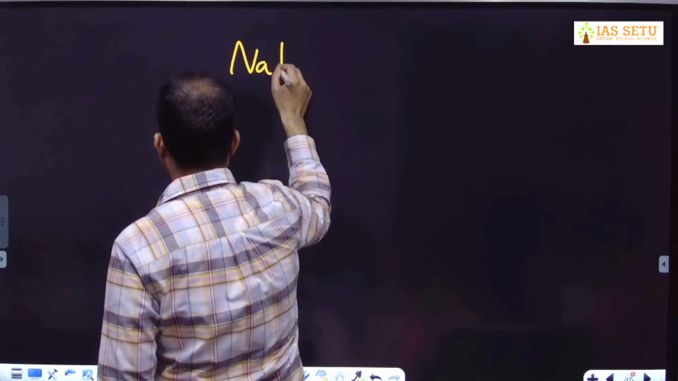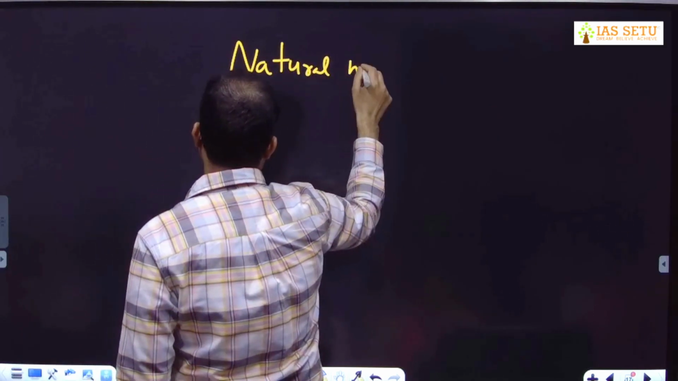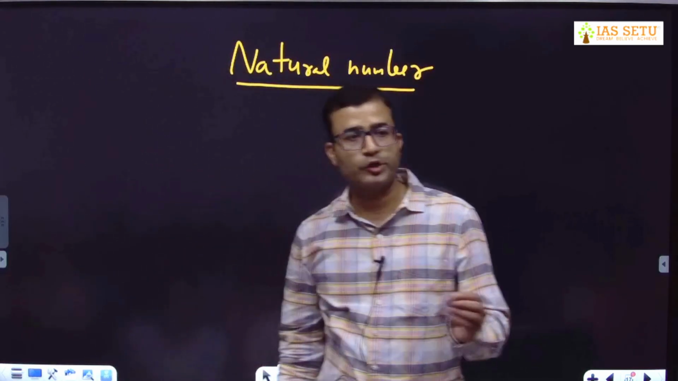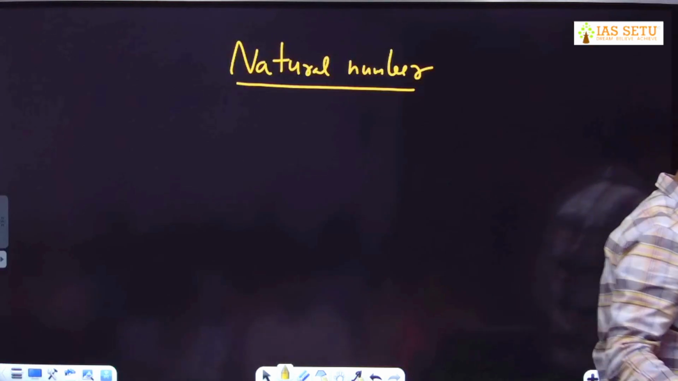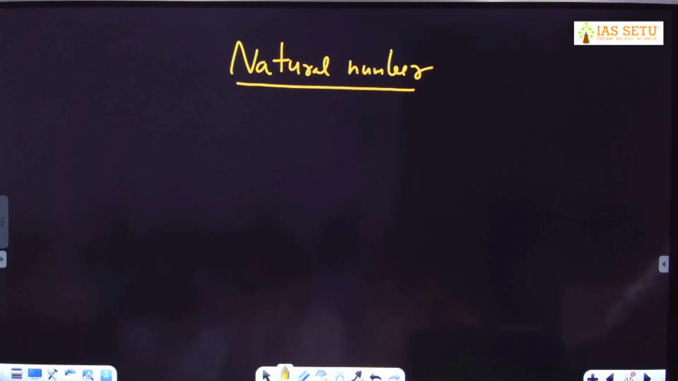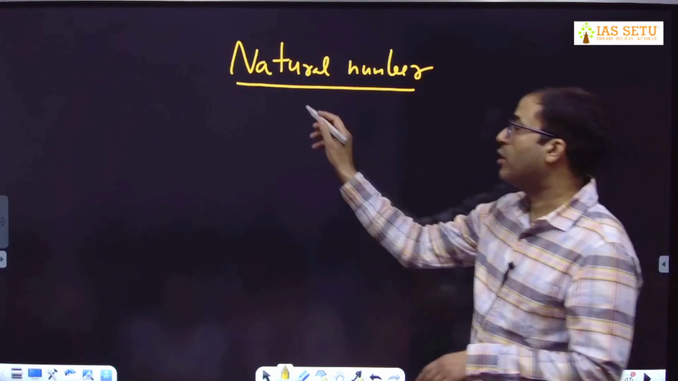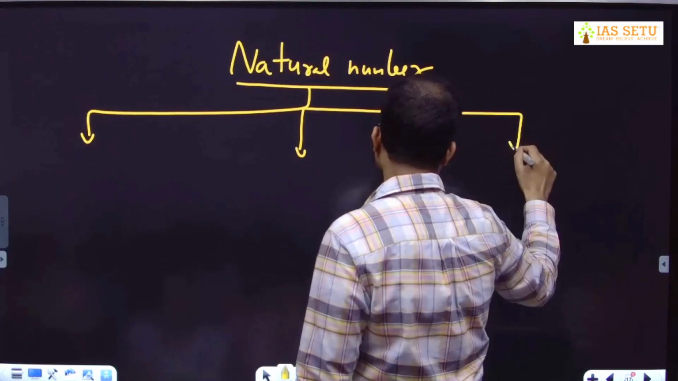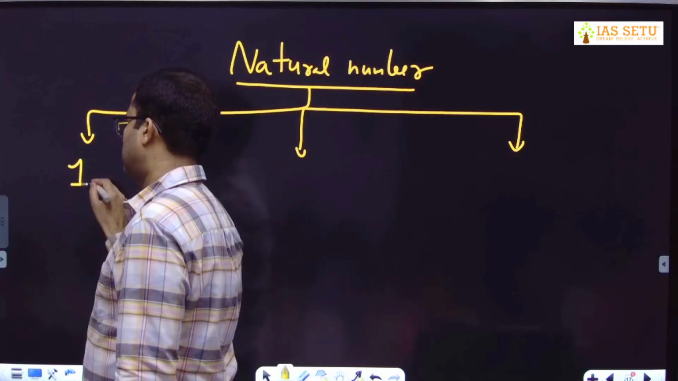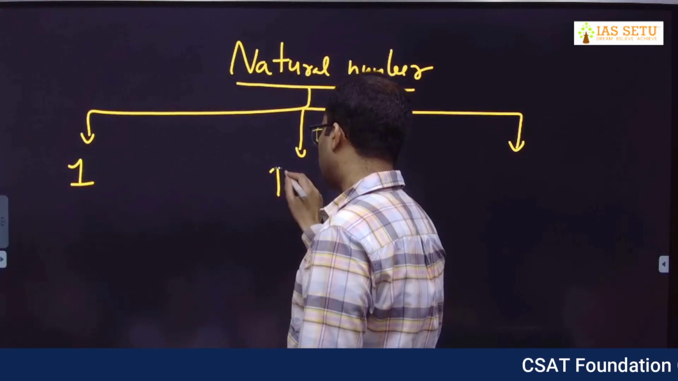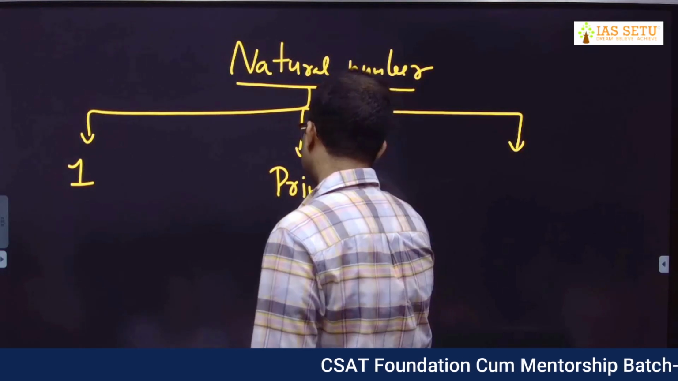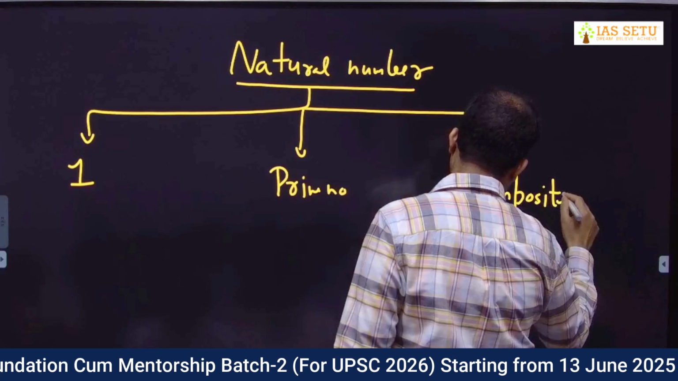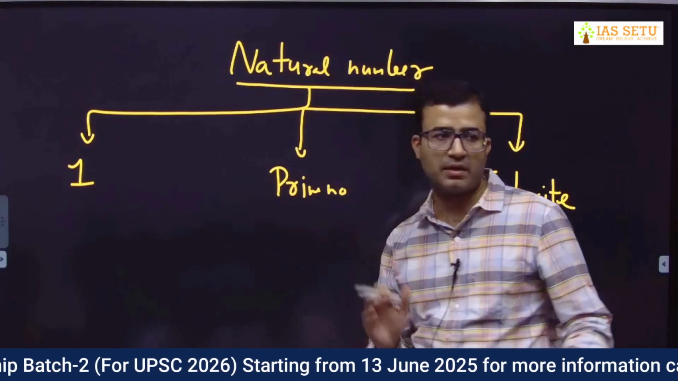We have natural numbers, that I already told you. 1, 2, 3, 4, 5. These are natural. Okay. Now we categorize natural numbers in three categories: one, prime number, and composite number.